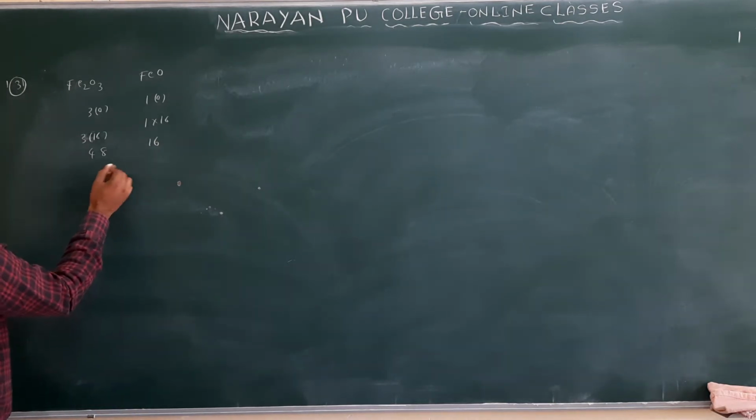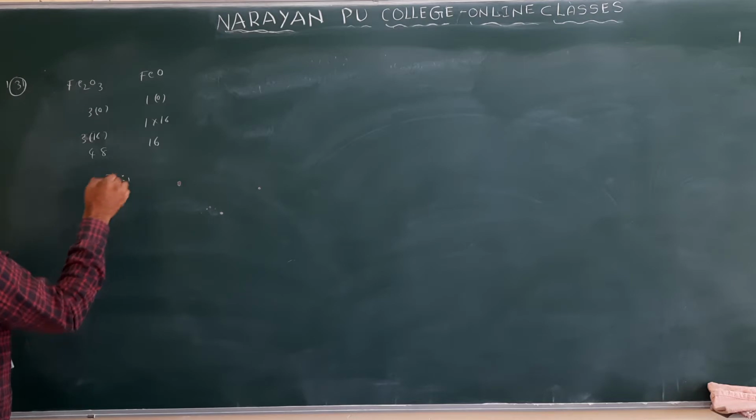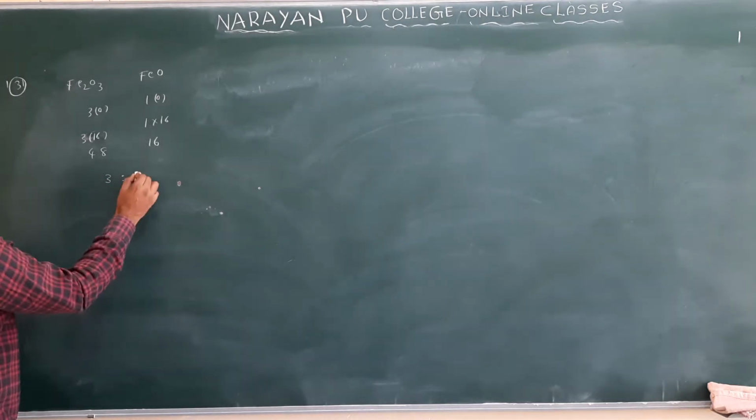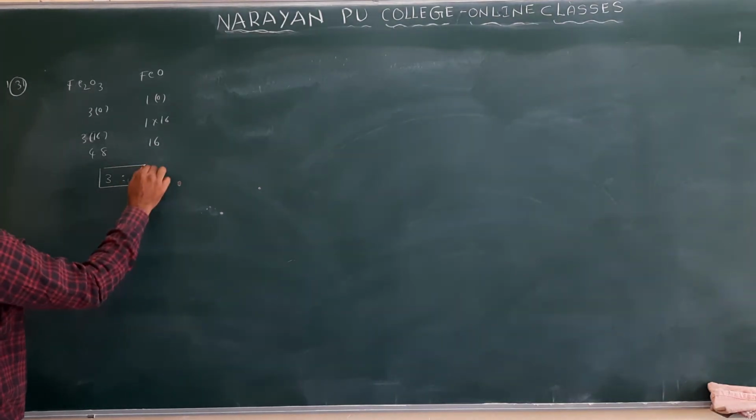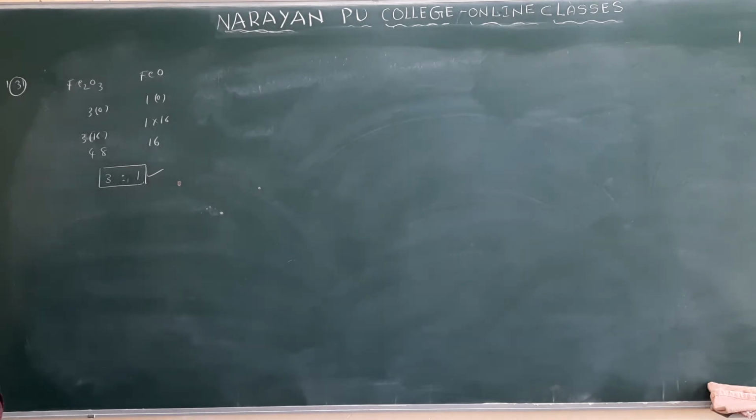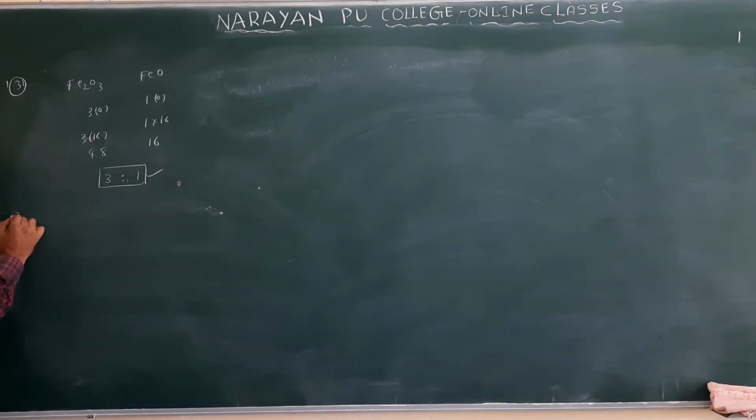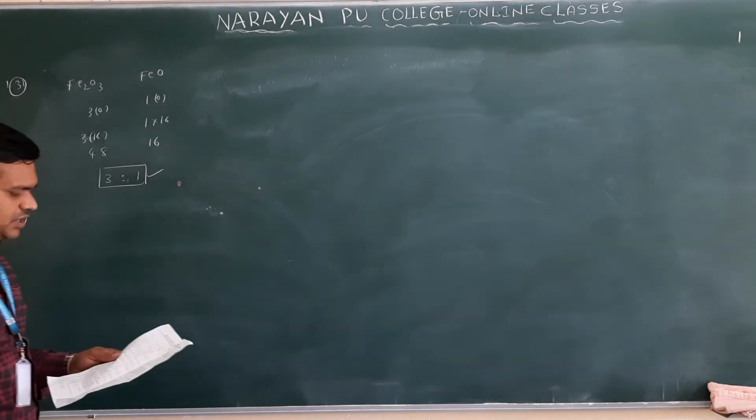How can I write the simple ratio? Can I cancel here? 48 and 16, that is 3 times 16 and 1 times 16. What is the ratio you got? You got a 3:1 ratio only. So the next question we have is question number 32 only.